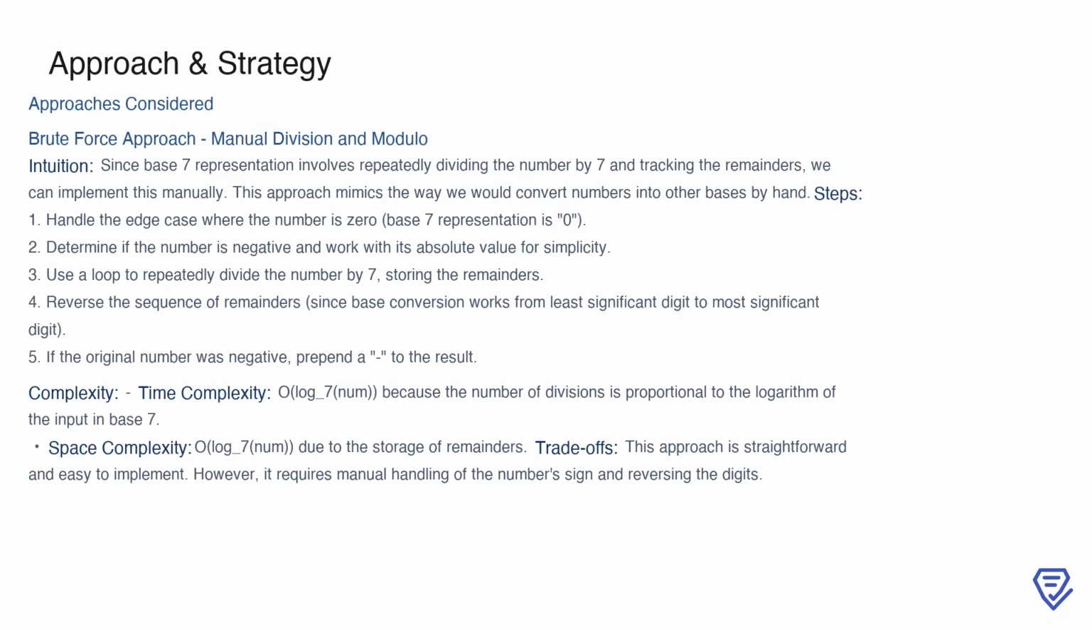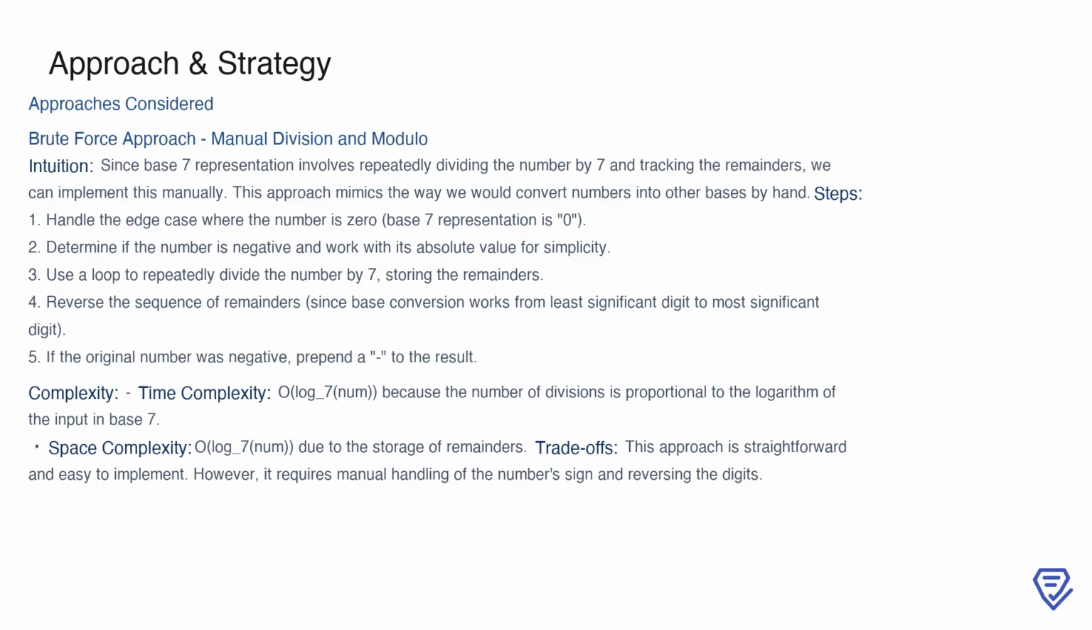To solve the base 7 conversion problem, we can consider a brute force approach that involves manual division and modulo operations. The key intuition here is that base 7 representation is achieved by repeatedly dividing the number by 7 and keeping track of the remainders. This process mimics the way numbers are converted into different bases by hand. First, we handle the edge case where the number is 0, as its base 7 representation is simply 0. Next, we determine if the number is negative and convert it to its absolute value for simplicity during calculations.